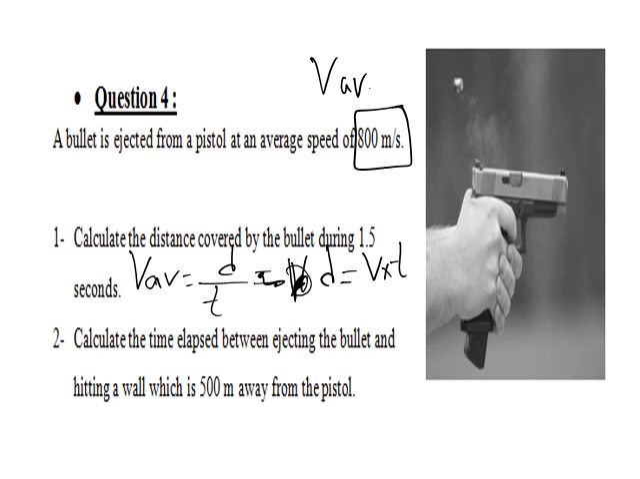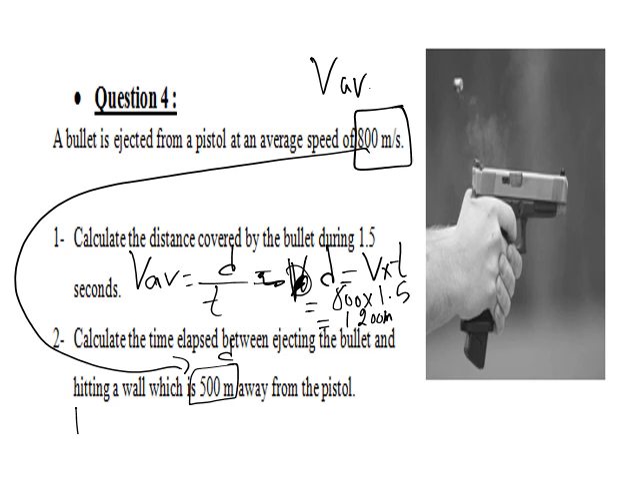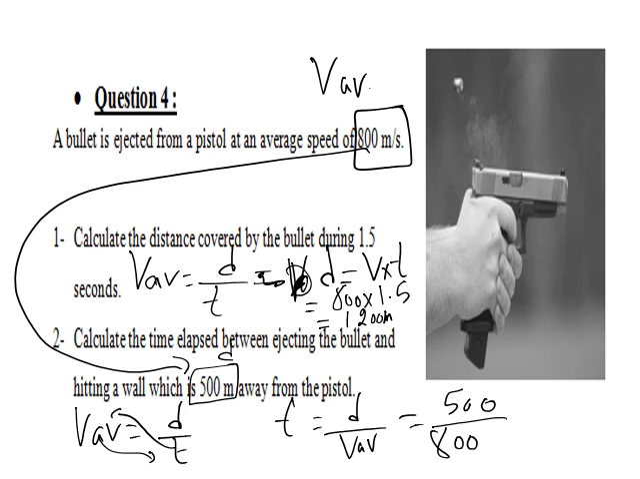This is in second, this is meter per second, so this is okay. We have to calculate 800 times 1.5, so it's equal to 1200 meters, this is distance. Calculate the time elapsed between ejecting the bullet and hitting a wall 500 meters, this is D, away from the pistol. We have the average speed, so you have to use it. V average is equal to D over T. I have to calculate time, so T is D over V average. It's equal to 500 over 800, so it's going to be 0.625 seconds.